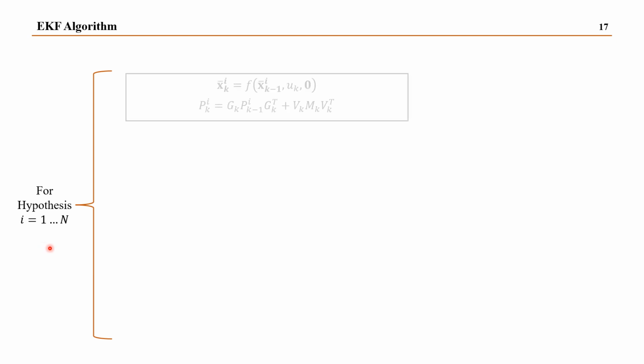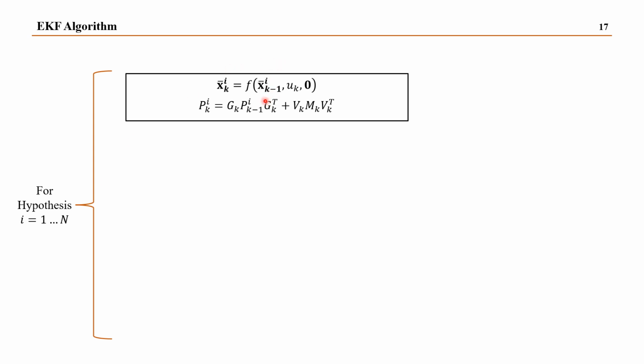To describe in detail the flow diagram of the whole EKF algorithm: first of all, each of these steps will be repeated for every single hypothesis i at each single time step k. First, we start with the hypotheses x bar k minus 1 i from the previous time step, and their corresponding weights. Then we perform the prediction. We get the x bar ki using the function f of the motion model.